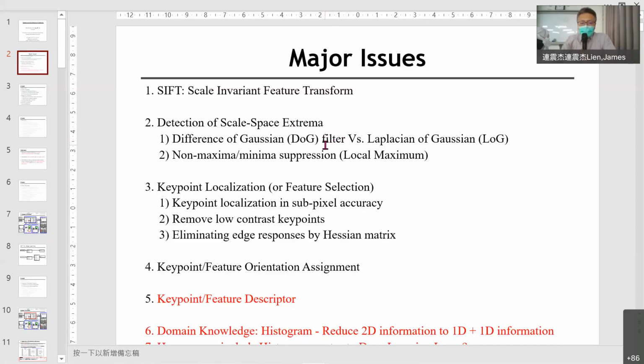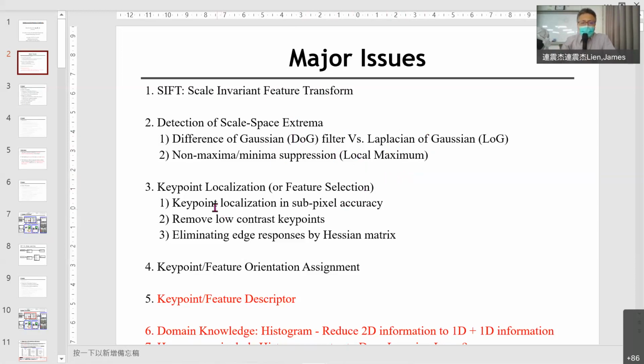And we also teach you what the DOG is. It's a kind of edge detection, difference of Gaussian. It's an important technology for edge detection. And what's the local maximum? When you do deep learning, you try to extract some local maximum information.